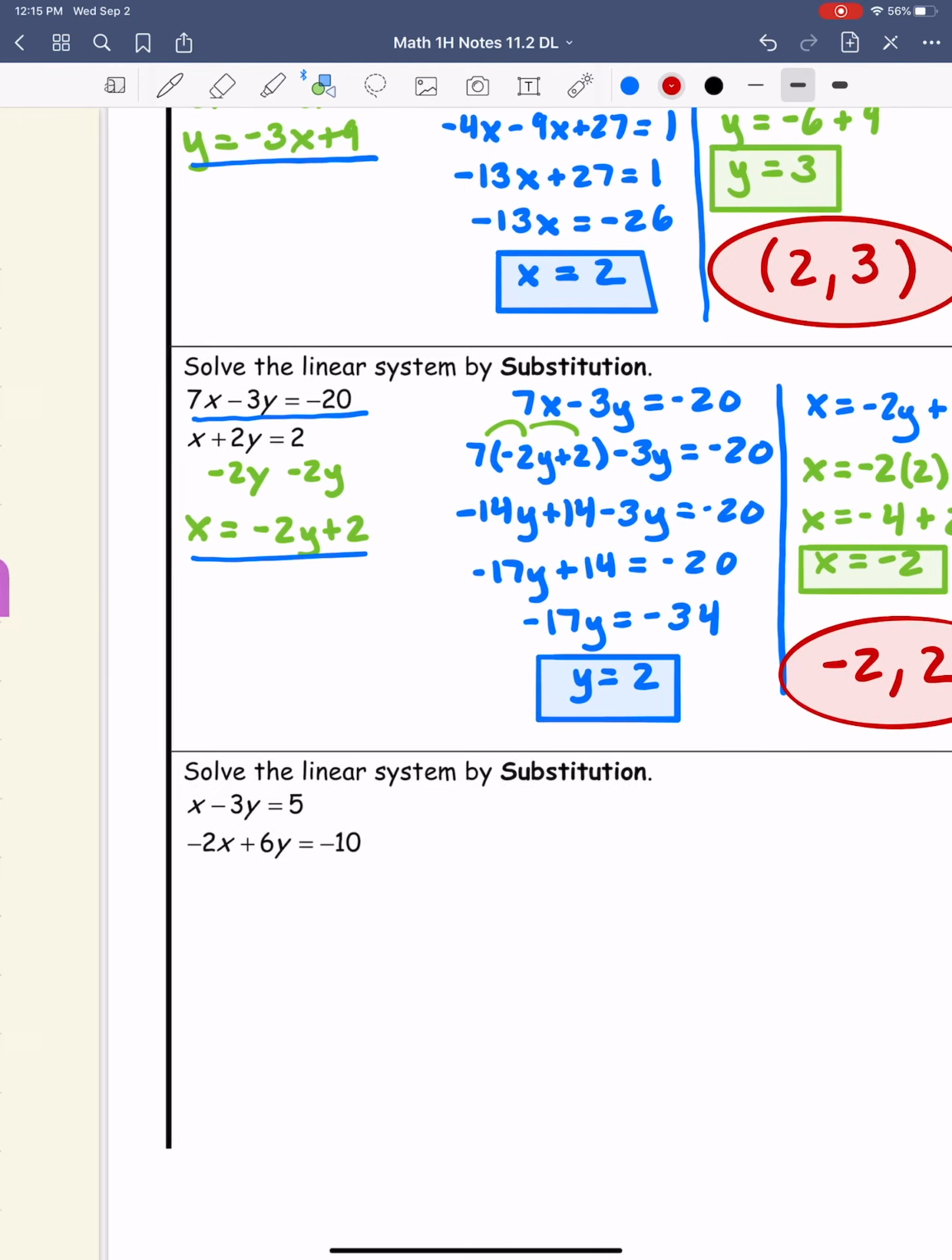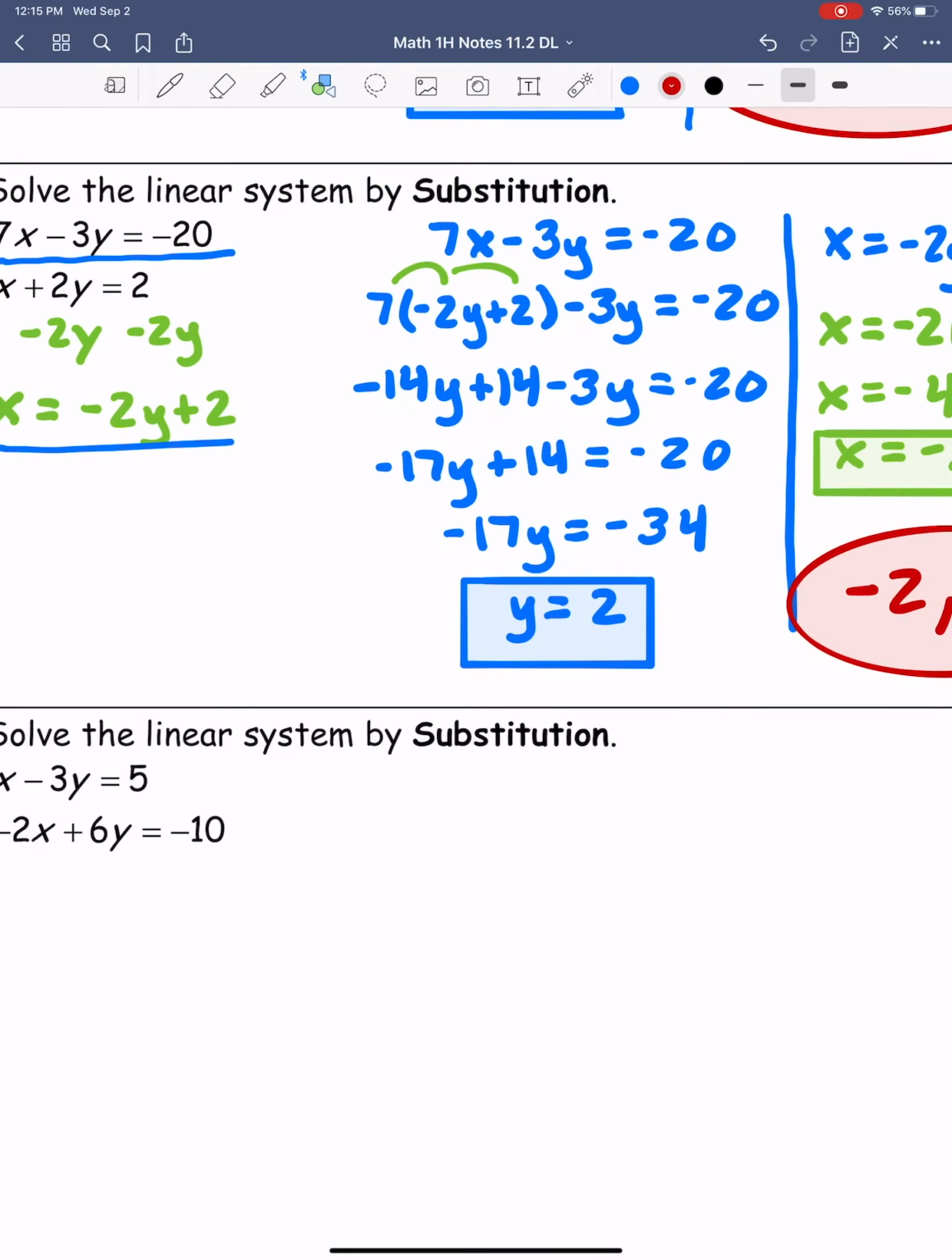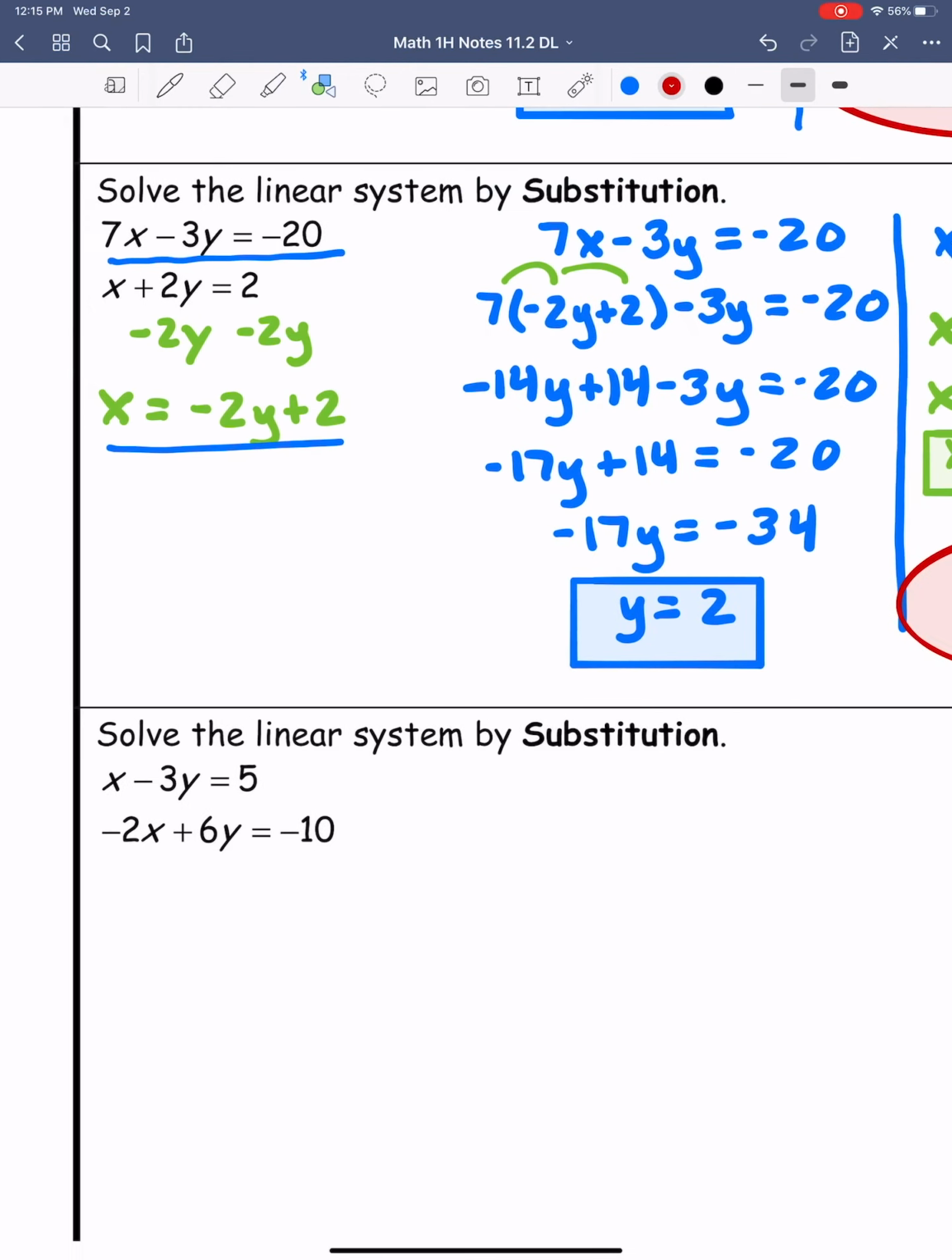All right, we'll keep going here to the next one. Same idea, I've got to figure out, okay, what's going to be the easiest to get by itself. In this case, I think the easiest to get by itself is going to be that top equation, right? Because we have this x that doesn't have a coefficient, and to get it by itself, all I need to do is move over this negative 3y to the other side. So that's going to look like this. x equals, when I add 3y to the other side, positive 3y plus 5.